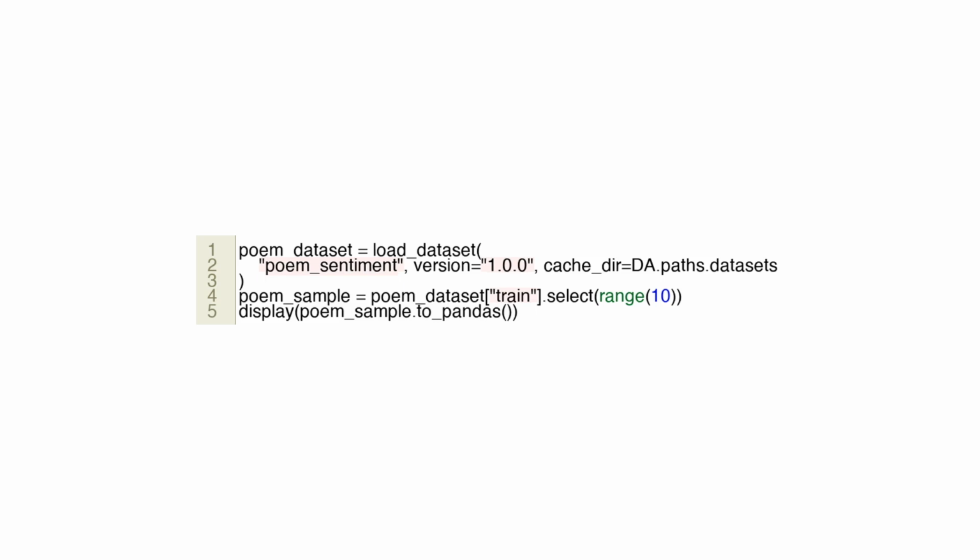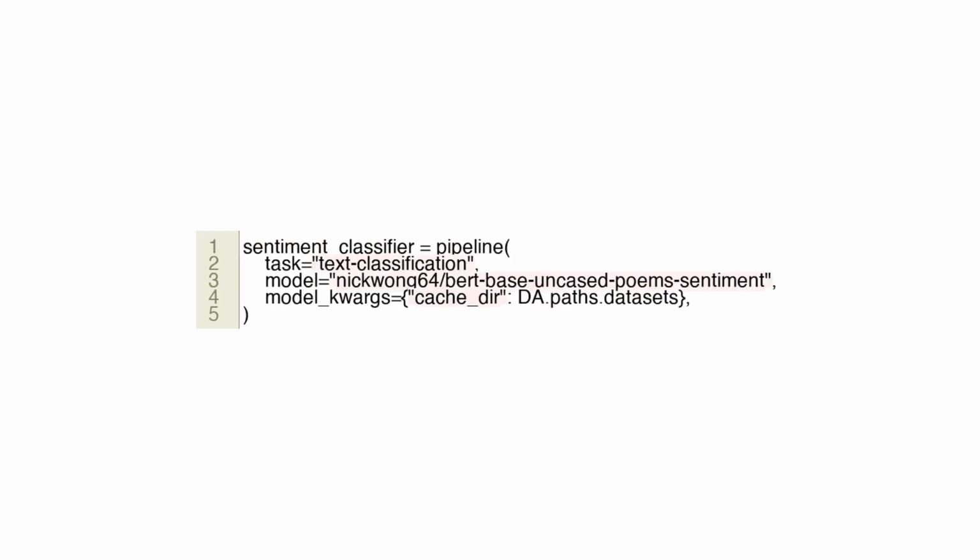It is most likely used for training or analyzing language models and sentiment analysis on poems, where this code creates a sentiment classifier using a pre-trained natural language processing (NLP) model called nickwong64 bert-base-uncased-poems-sentiment. This model is loaded from the specified cache directory. The sentiment classifier is capable of performing the task of text classification, which involves predicting the sentiment, positive, negative, or neutral, of a given text input.